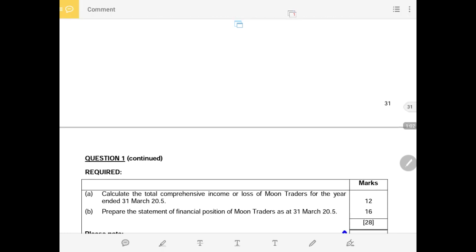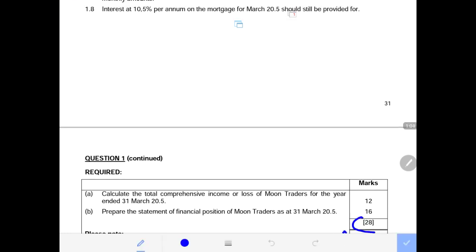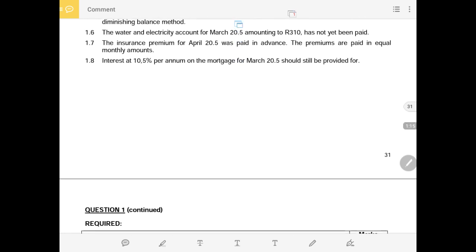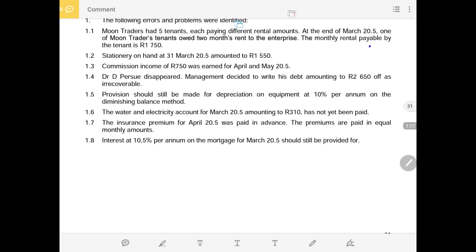And if you look at the marks, the total is 28 marks, and we speak of 28% in the paper that is out of 100 marks. So this is 28% of the paper that you need to make sure that you understand completely.